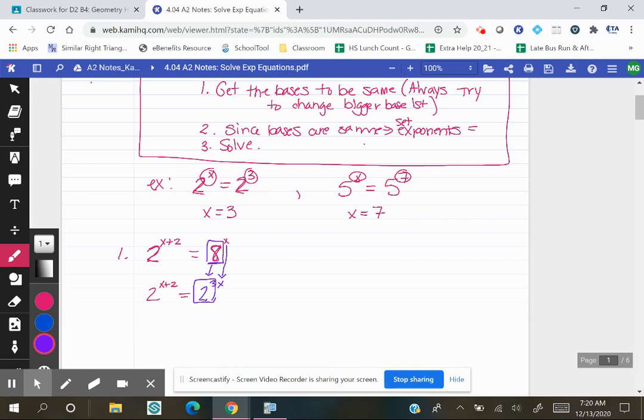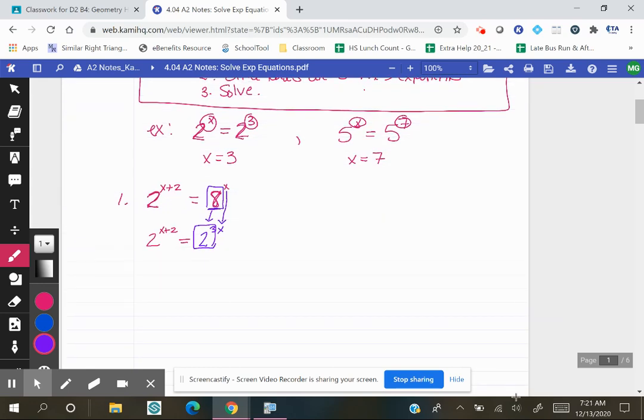Once I now have the same bases, now I can just cancel those bases out and look at the exponent like we did up here. Once you have the same base, we know the exponents are equal. So now I know x plus 2 equals 3x. And now I'm just going to solve for x. So I'd subtract my x over and then divide by 2 to get x equals 1.